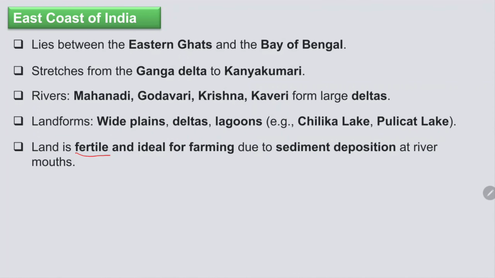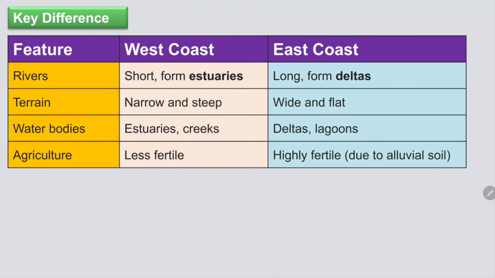And here the land is very fertile and ideal for farming due to sediment deposition at the river mouth. So this is what I was talking about, deltas are very fertile. Here is the key difference between the west coast and the east coast. On the west coast, rivers are short and mostly form estuaries, and on the east coast the rivers are longer and form deltas. Eastern coast deltas, western coast estuaries.